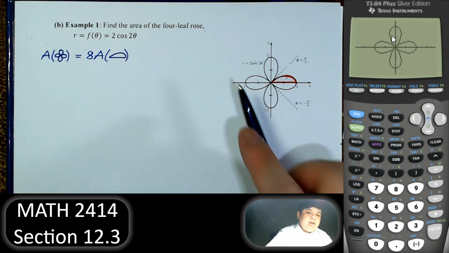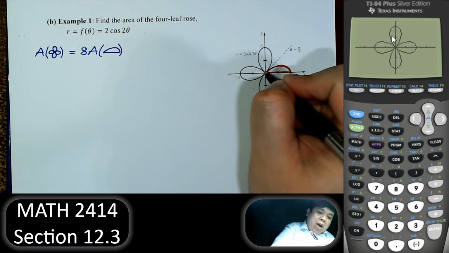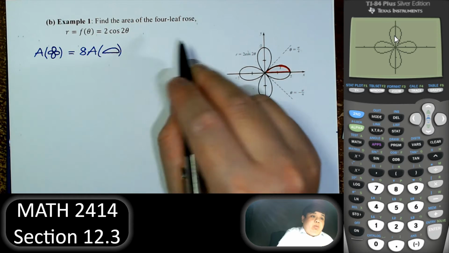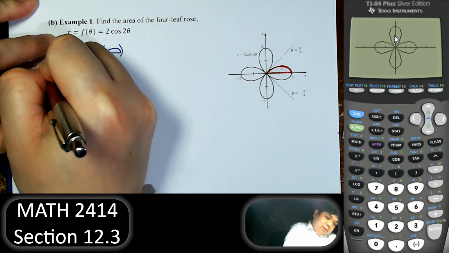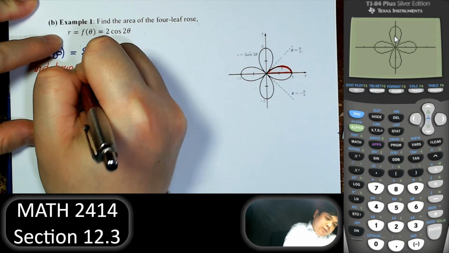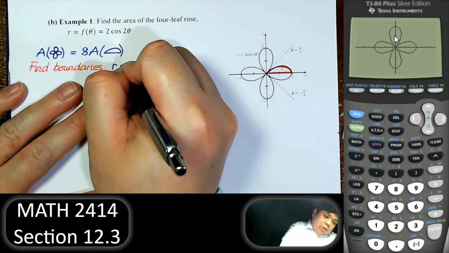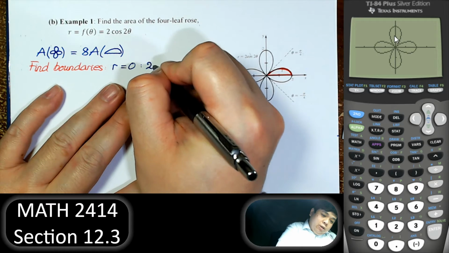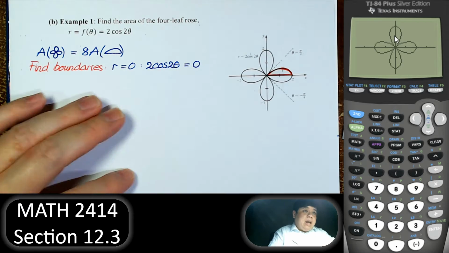First, notice that when we draw the petal, we start from 0, r equal to 0, going out, and then back, out, and then back, out, and then back. So potentially, we have to find all the points where r equals 0. Pretty much, to find the boundary, we let r equal to 0. In this case, the boundary is 0. So we have 2 cosine of 2 theta equal to 0. Now cosine equal to 0.